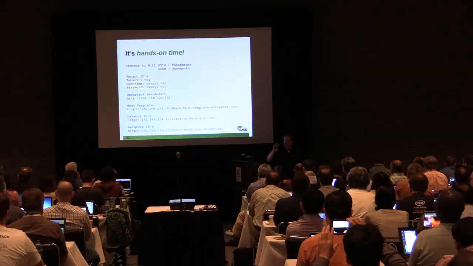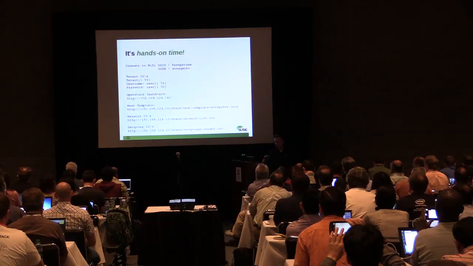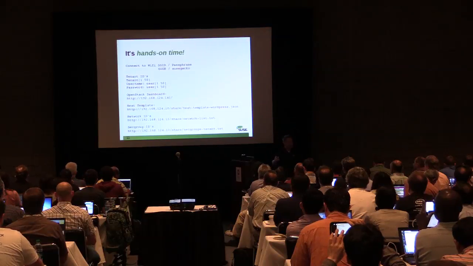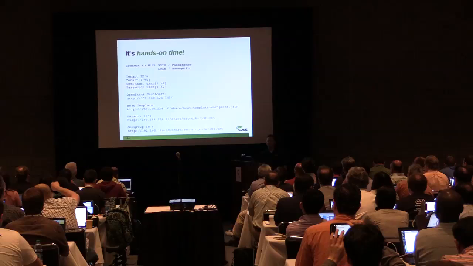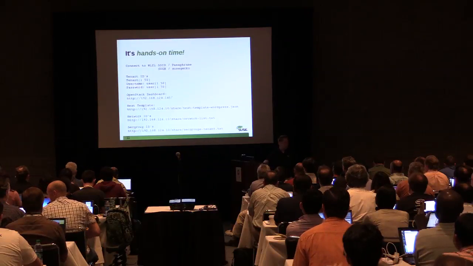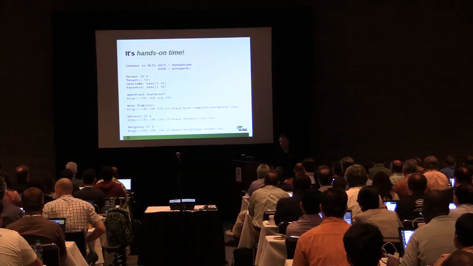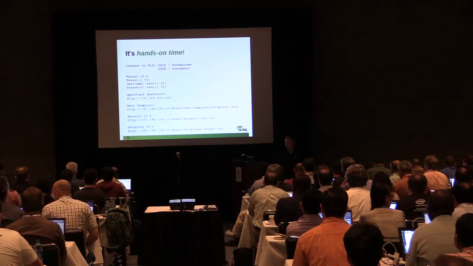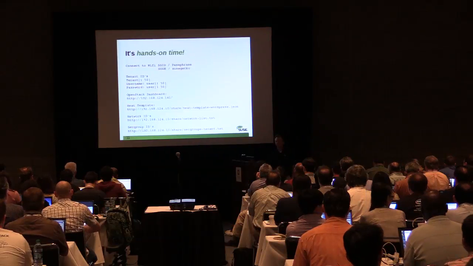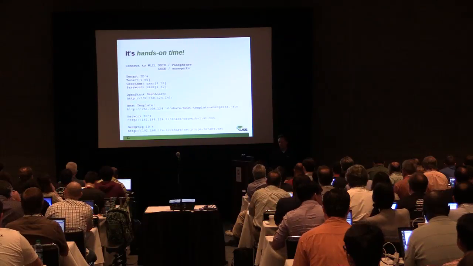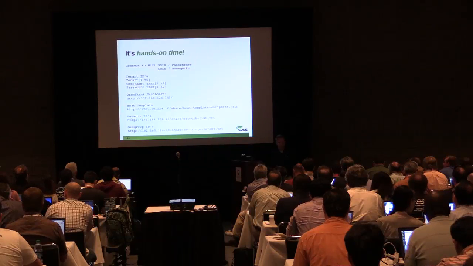So we have 50 tenant IDs, and the usernames are user1 through user50, and their passwords are also user1 through user50. So you should be able to hit this URL right now if you are on this Wi-Fi. The SSID is SUSE, and the passphrase is SUSE Geeko. And so you should be able to hit the 192.168.124.141 address.